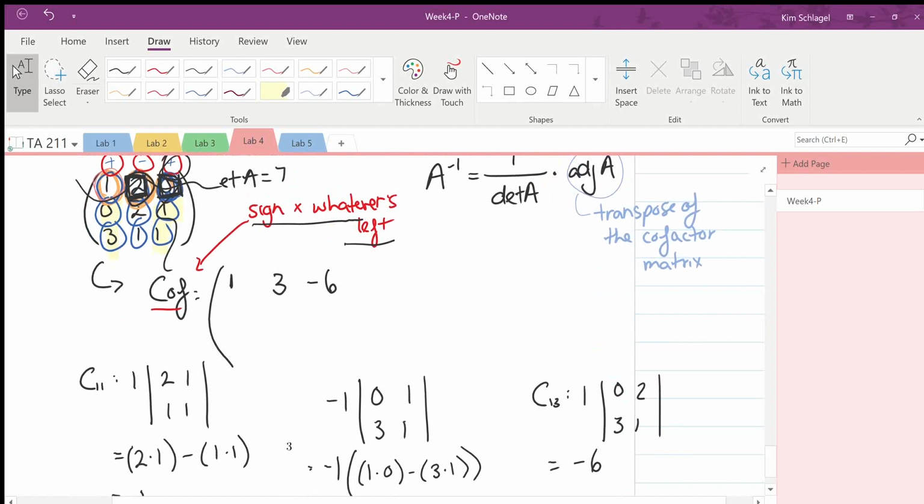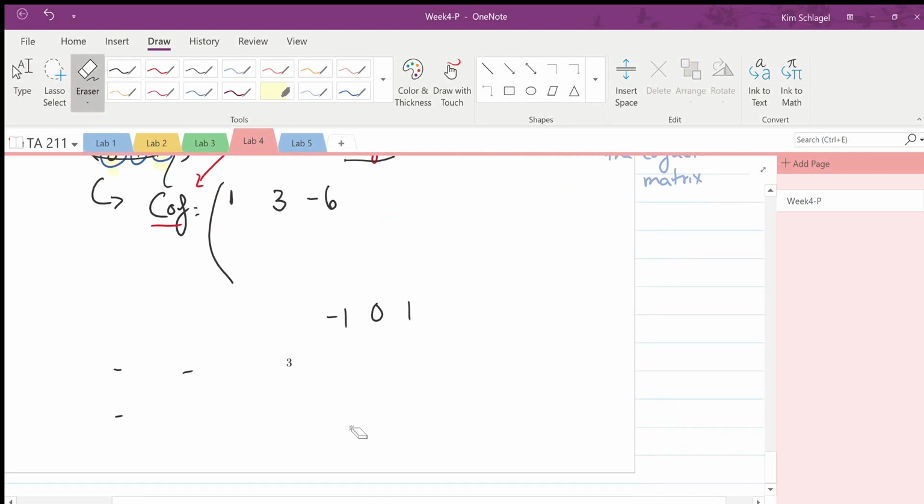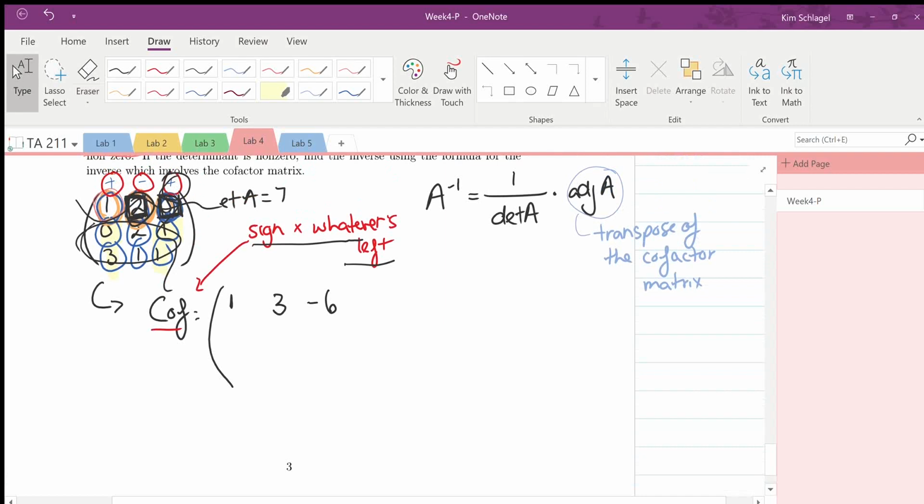We do the same thing for all of the rest of the entries here. I'm not going to do that because I think you get the point of what we're doing. I'll let you verify the rest of these by yourself, but I'll write out what it equals. So this right here is our cofactor matrix.